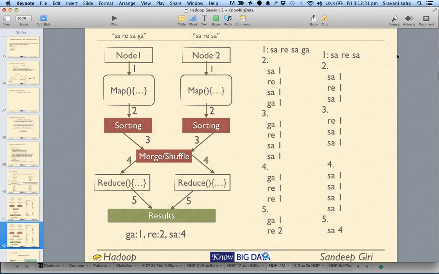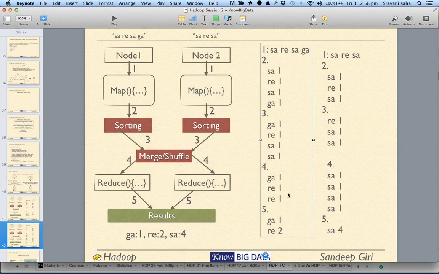Yes. So shuffling will be used in multiple reduce, of course. Basically in shuffling, what you need to do is bring the keys together. The result should be the same, it should not be different, whether you use one reducer or multiple reducers.